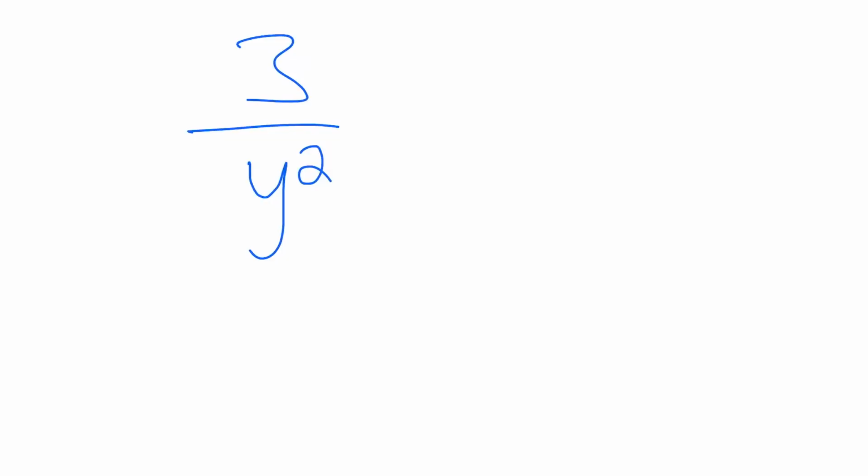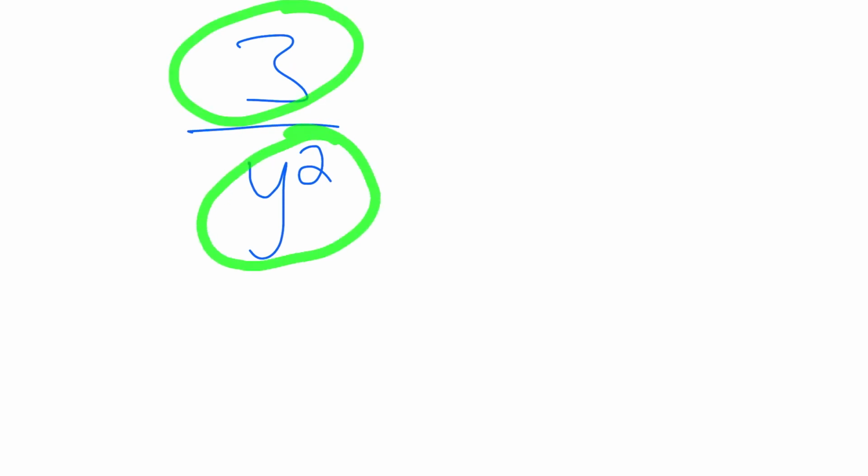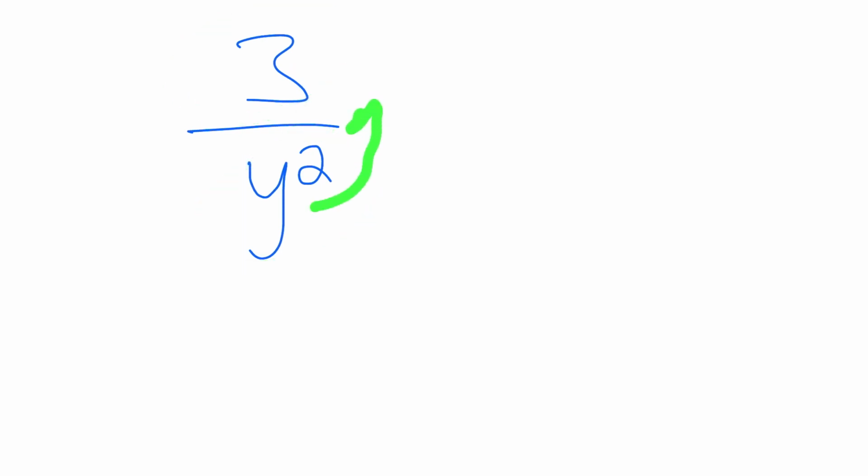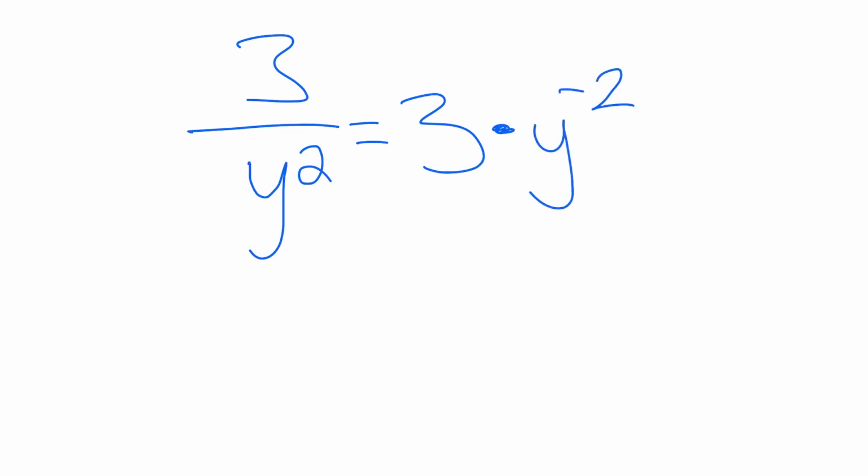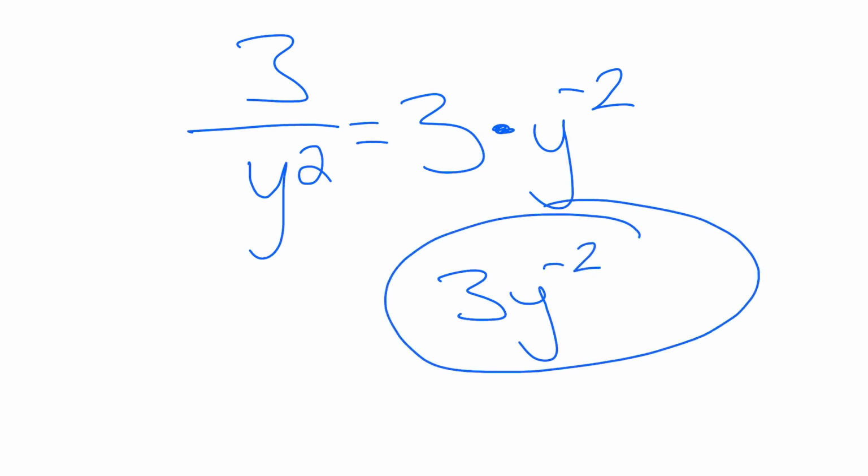So here's an example. 3 over y squared. Well, 3 is the numerator, y squared is the denominator. If we want to bring the denominator back up top, all we have to do is make the exponent negative. So 3 over y to the second power becomes 3 times y to the negative 2 power, and there's no more fraction bar. And that's the second type of example. So anything down below can be brought back up top by making the exponent negative.